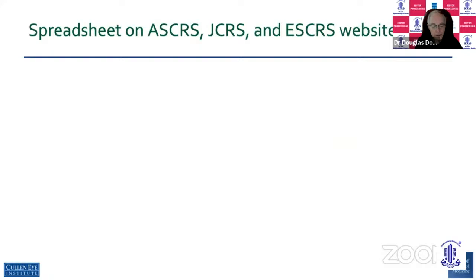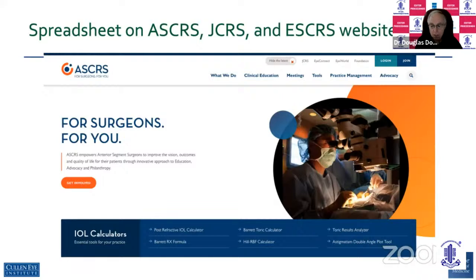This spreadsheet is available, very easy to use, on the ASCRS, JCRS, and ESCRS websites. Here's where you find it on the ASCRS website. Very easy to find and very easy to use.